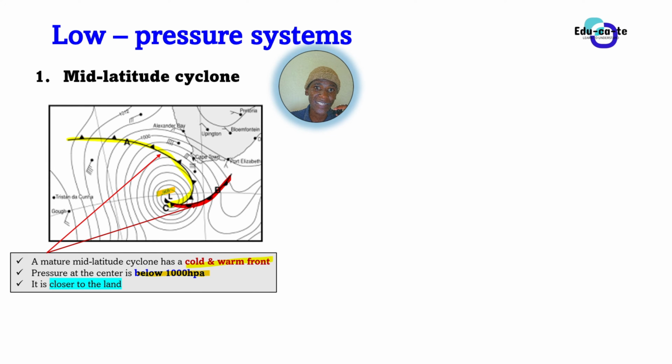Another evidence that you can note down from a synoptic weather map is that the low pressure system is found closer to the land. Particularly, you can see it is closer to Cape Town or to the Western Cape of South Africa. So here, the mid-latitude cyclone system is closer to the land. This is the land. You can see this is Alexander Bay, this is Cape Town, this is Port Elizabeth. So its proximity to the land tells you that this is a mid-latitude cyclone that is mature. Please look out for these evidences when you are given a synoptic weather map.